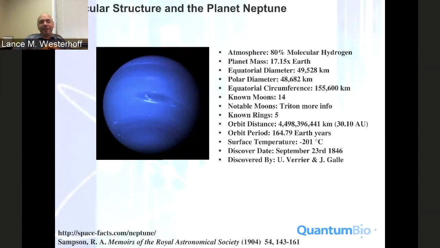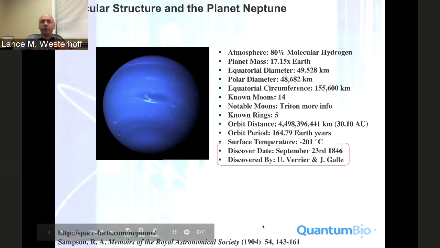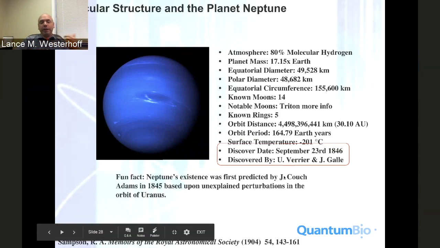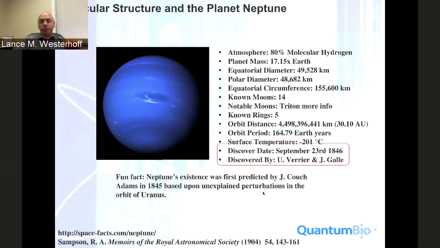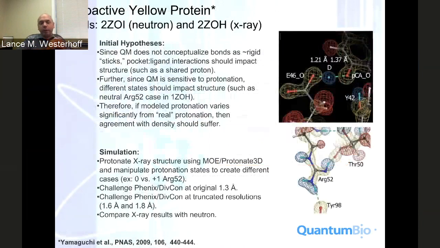So we thought of a little analogy: the planet Neptune. Interestingly enough, it was discovered back in 1846. However, it was actually predicted a year before, based on unexplained perturbations on Uranus. And so we thought, can we use the same sort of approach? We might not be able to, quote unquote, see the protons with X-rays, but can we see the effect of the protons on the surrounding heavy atoms and use that to measure whether we have the right protonation state?